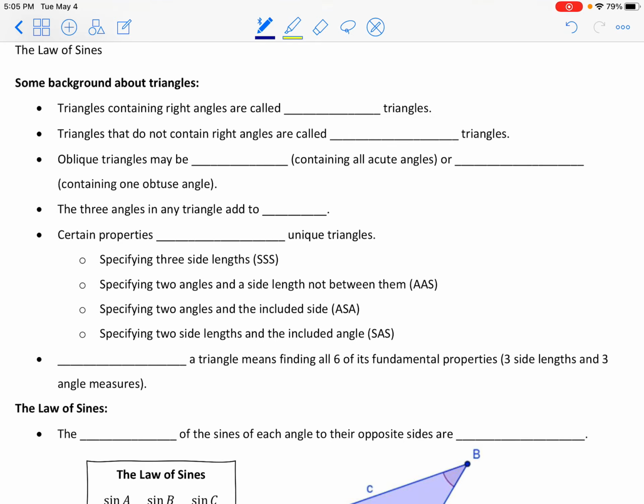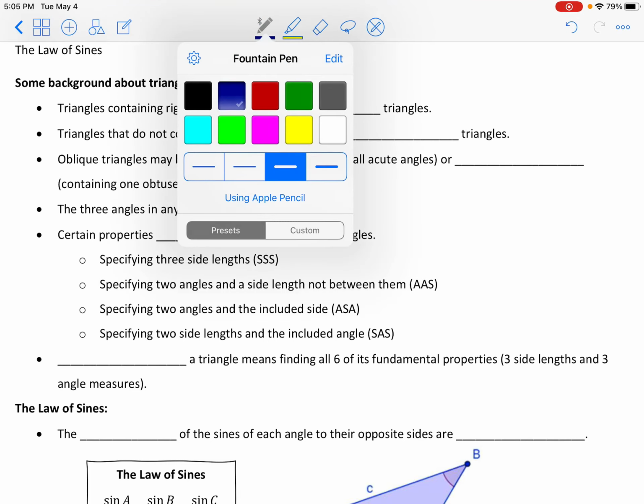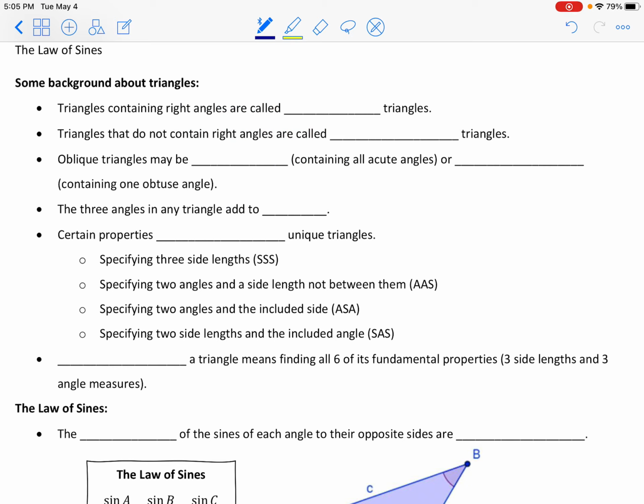The triangles that we used to build the unit circle were right triangles. We had 30-60-90 and 45-45-90 triangles, and then using sine, cosine, tangent, and the Pythagorean theorem, all those rules applied to right triangles, meaning all of those triangles had a right angle. So triangles containing a right angle we know are called right triangles.